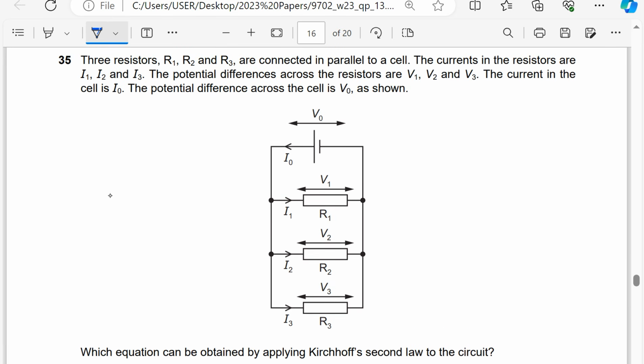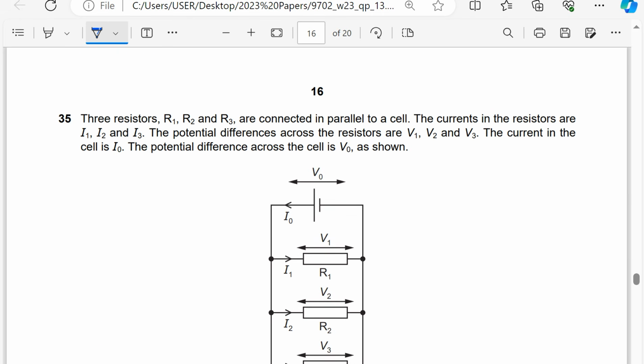Let's apply Kirchhoff's second law. If I apply it here, I can also apply it here, and here. I'm choosing the same direction. So here, the EMF is V0. There's only one PD, which is V1, and the current is in the same direction as the loop. So this is equal to V1.